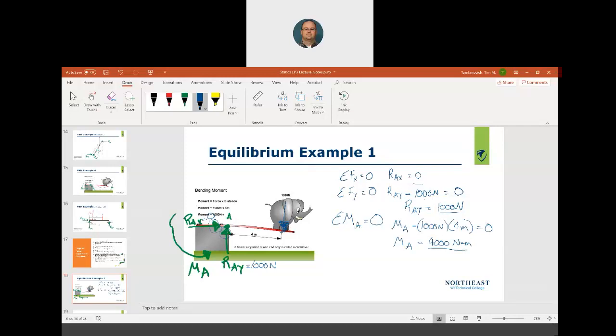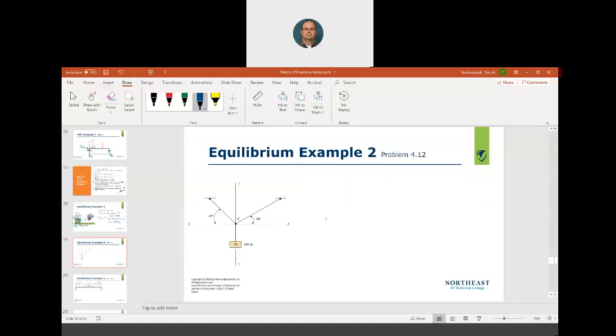Okay, so basically these bolts sitting right here have to resist 4,000 Newton meters of overturning moment. This block here has to resist a vertical force of 1,000 newtons. Okay, and there's no horizontal forces. So that's first equilibrium example. Number 2. All right, so I may have to add some pages here. These problems are going to get longer.